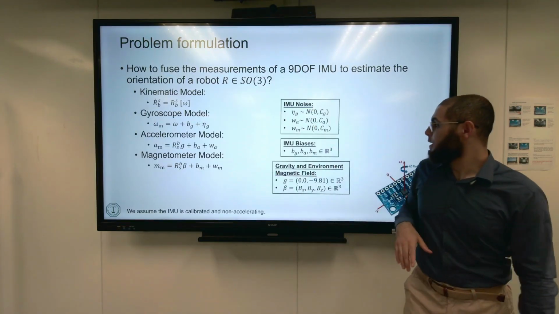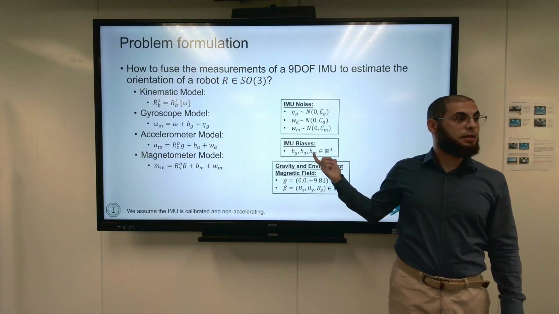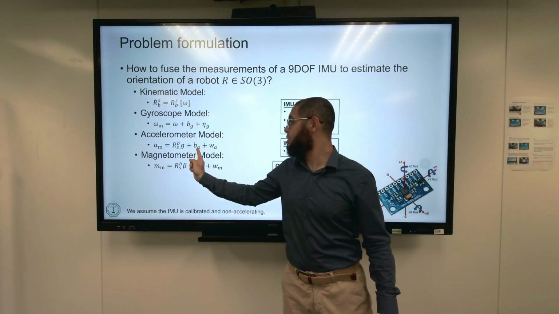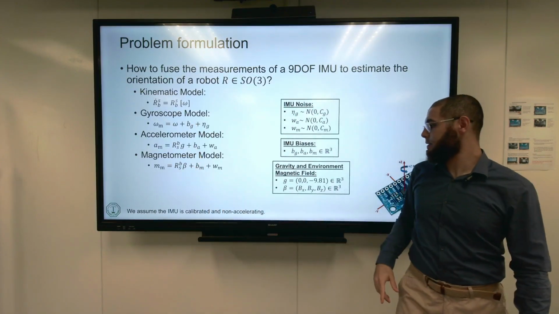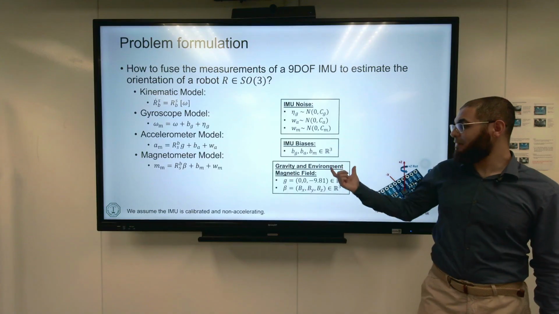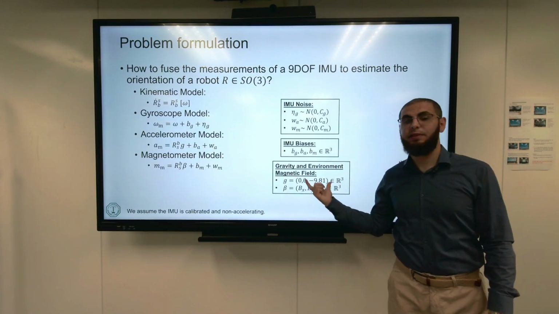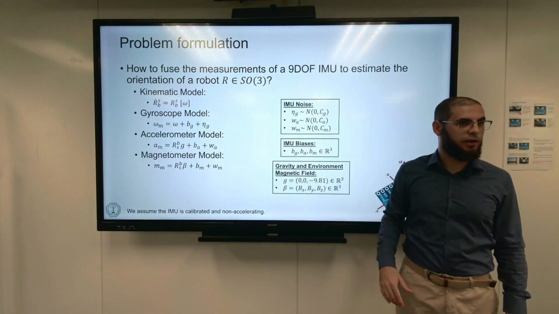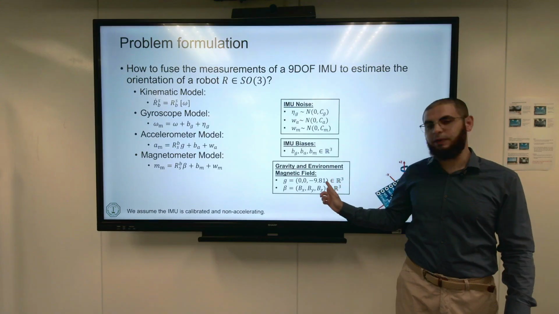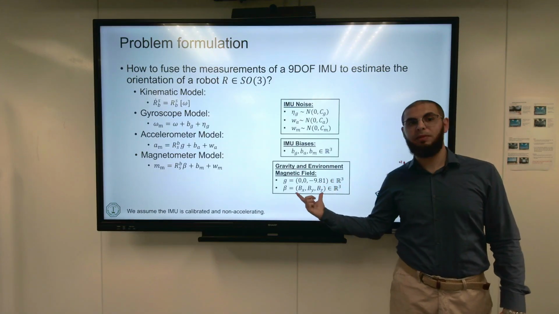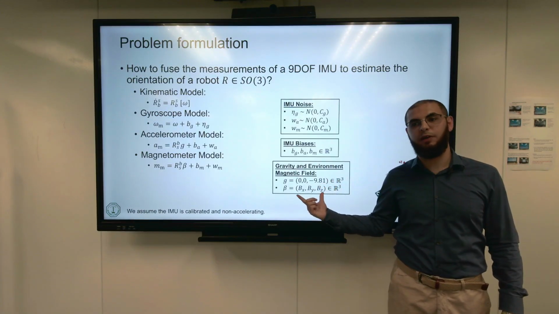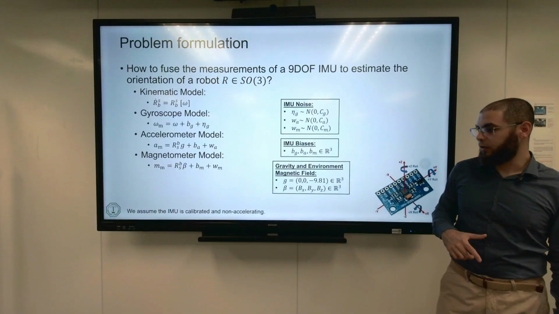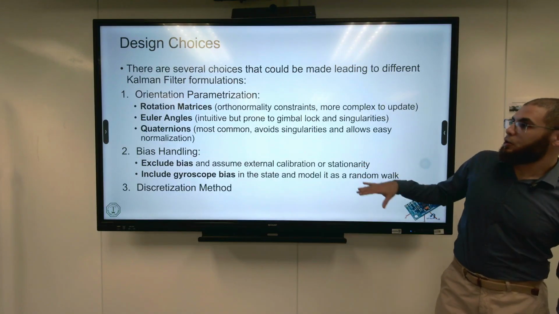The IMU itself has biases. It's not perfect. I have a bias here, the BG, the BA, and the BM. And for gravity, we know it's 0, 0, and gravity pointing downward with some constant value. We're going to assume we know that G value exactly. But if you remember, the magnetic field of the surroundings is usually very hard to know. We discussed it a long time ago. So this is what we have.